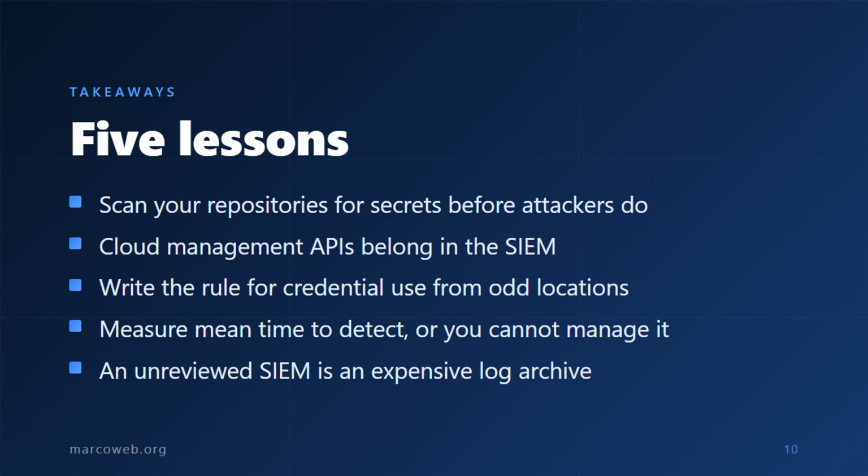Two. Get your cloud management APIs into the SIEM, because they are the single most valuable telemetry available in a cloud environment. Three. Write the rule for credential use from unexpected locations, that one detection alone would have caught this attack. Four. Measure your mean time to detect, because you cannot manage what you do not measure. And five. Review, do not archive. A SIEM generating alerts nobody reads is a very expensive log archive.